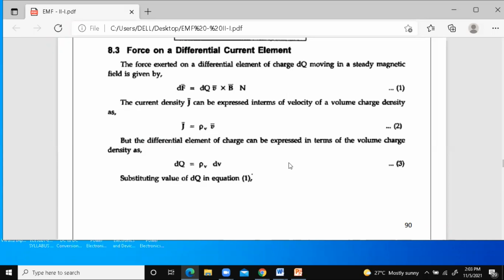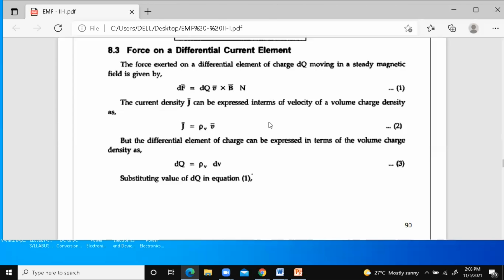So the force exerted on a differential element of charge, dq, moving in a steady magnetic field is given by dF equal dq times the velocity cross B, newtons. Differential current element.